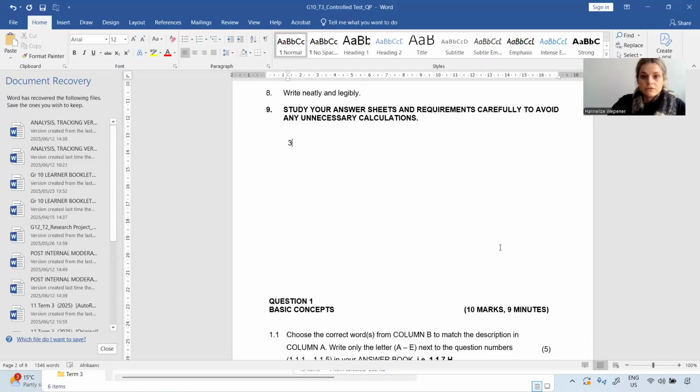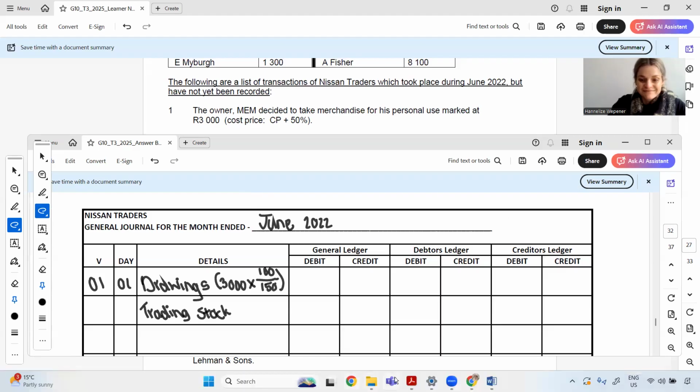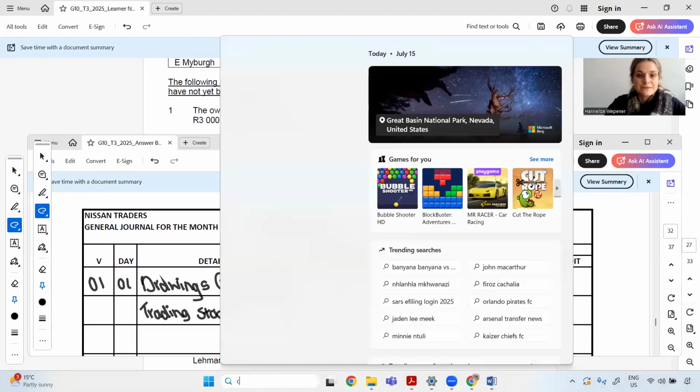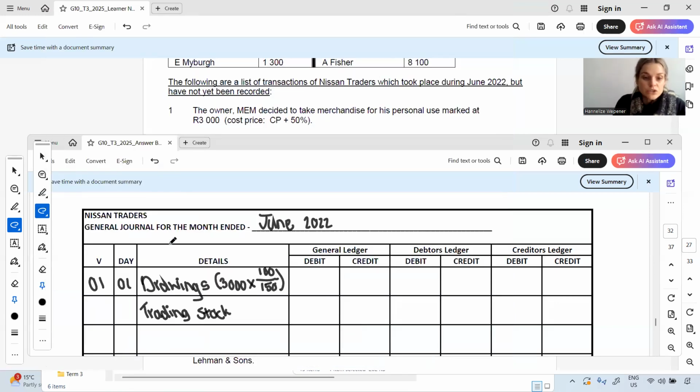My calculator isn't open, that's why. I just assumed it's there. So 3,000 times 100 divided by 150, that is 2,000 Rand. So 2,000 Rand more in drawings, therefore debit, 2,000 Rand less in trading stock, therefore credit.